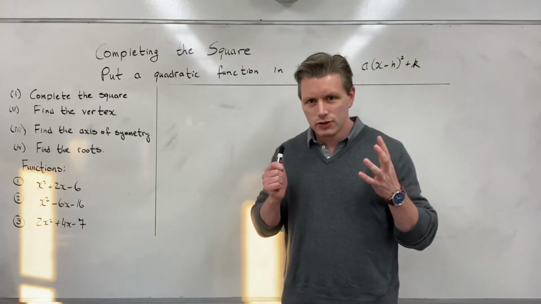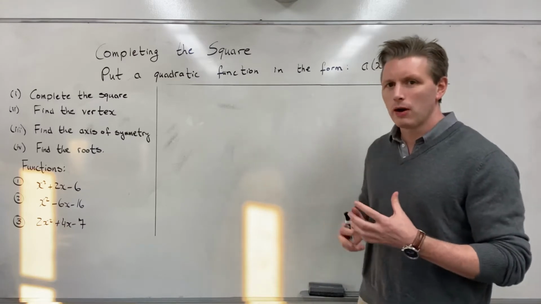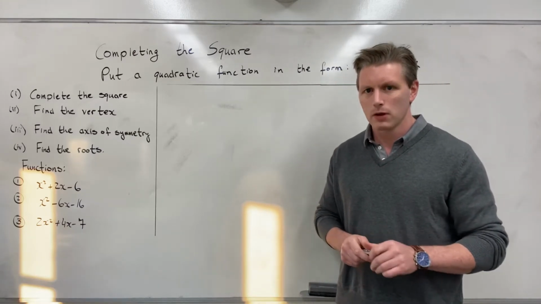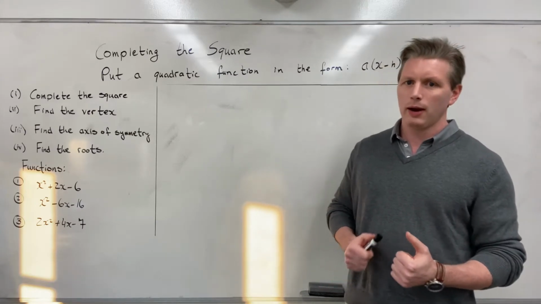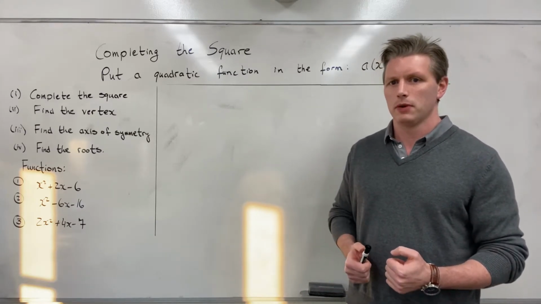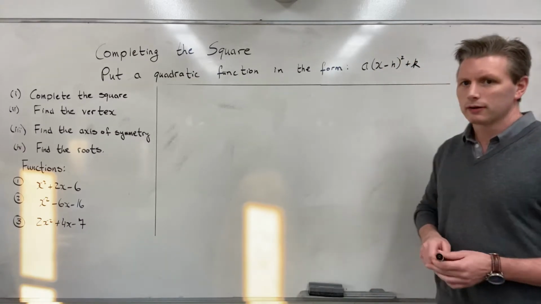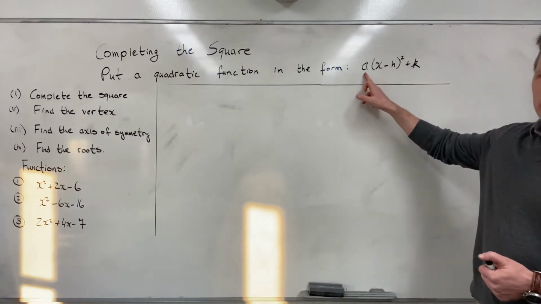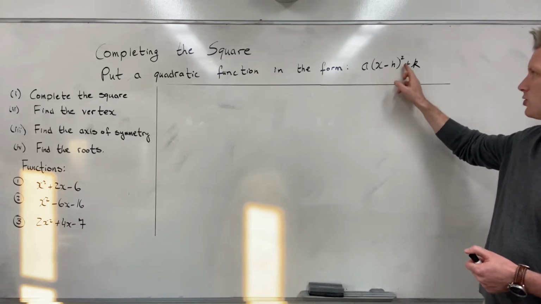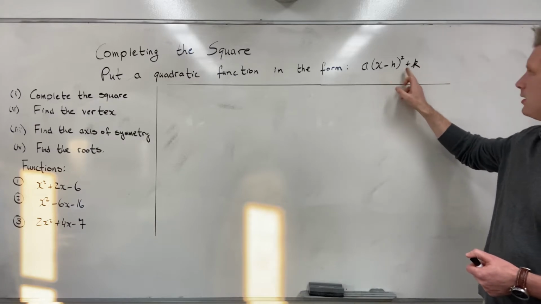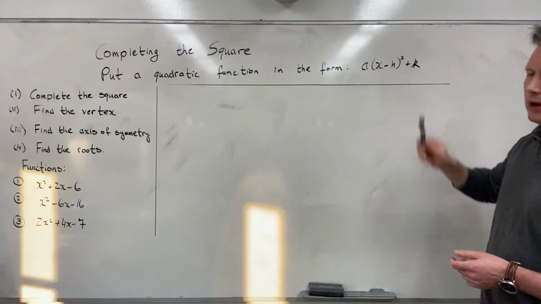Okay guys, today we're going to learn about completing the square. This is where we take a quadratic function and rewrite it in this form right here: a constant, which I call a, times x minus h squared, where h is a constant, plus k. And k is also a constant. So a, h, and k are all constants.